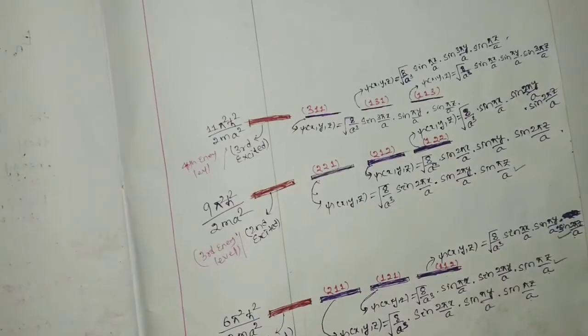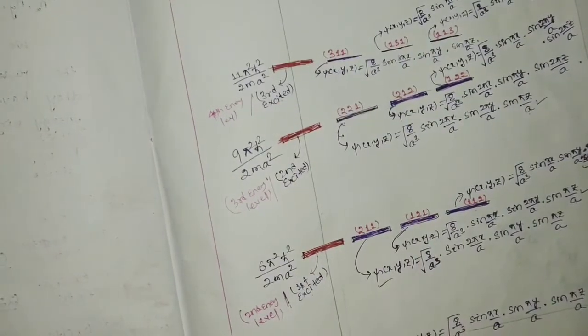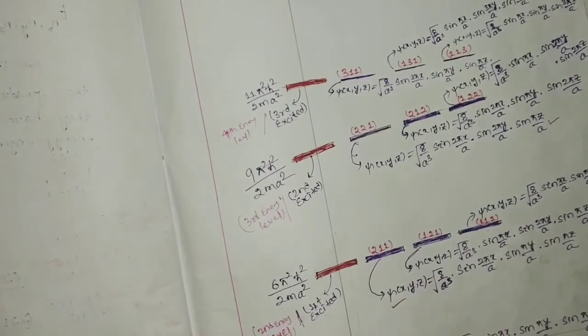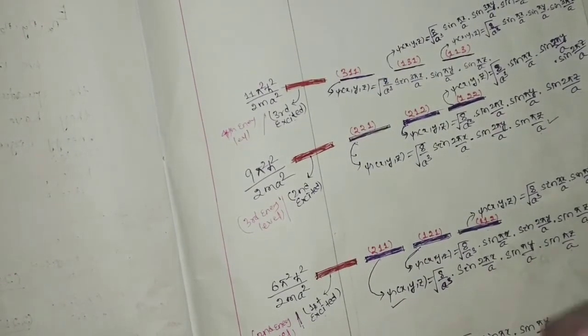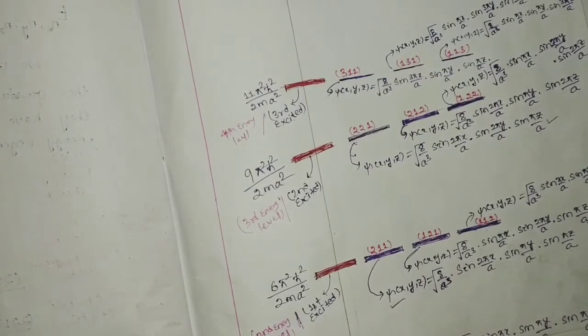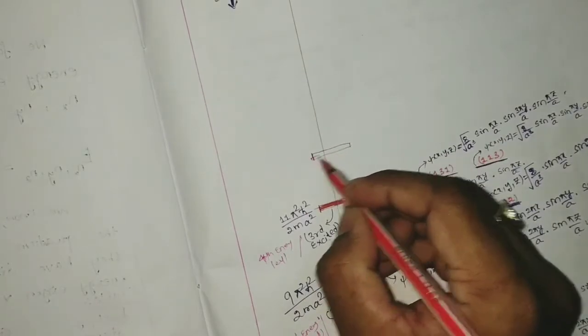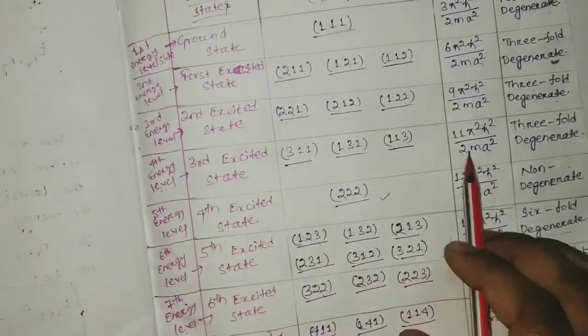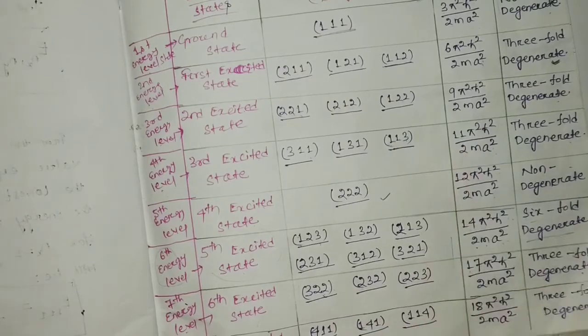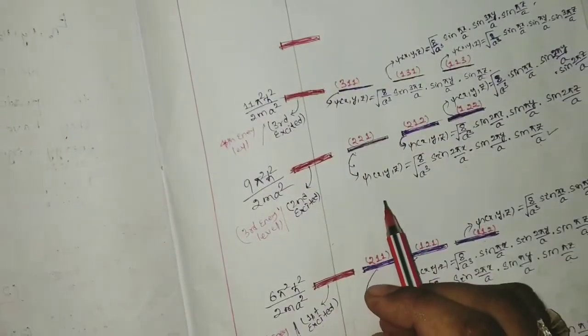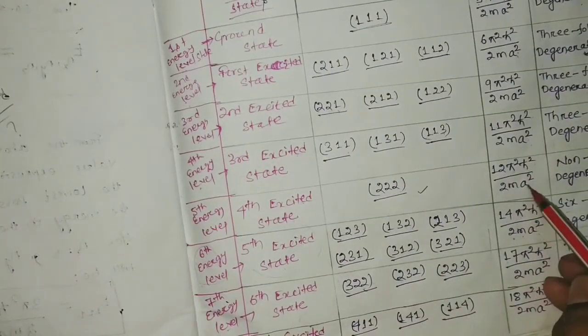So I suggest that here I have drawn up to the third excited state. For the next energy state, you have to do it in your note. Okay, this is my suggestion. Suppose this one is your fourth excited state, having the energy eigenvalue 11 pi square h cross square by 2ma square and 3-fold degenerate. The next level is 12 pi square h cross square by 2ma square, okay, a non-degenerate case.